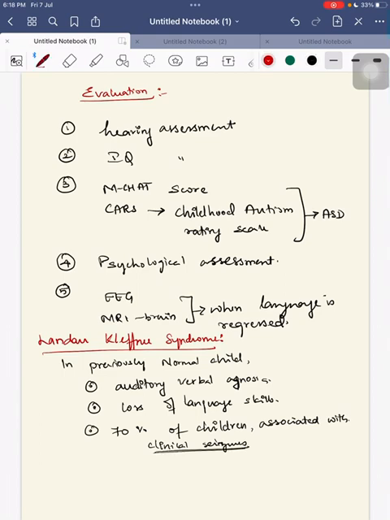In this seizure, they can occur in several types. It can be either focal or absence or an atypical absence seizure. It can be a generalized seizure, or it can be a myoclonic one also. So it can occur with several types.